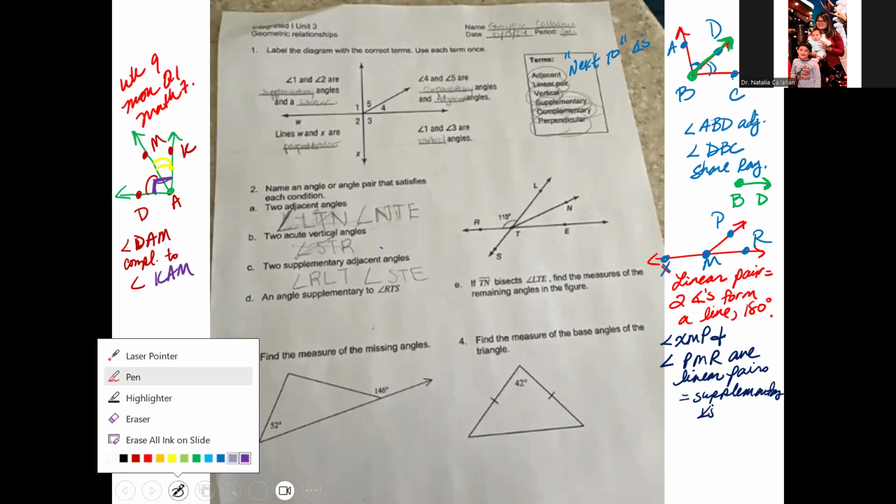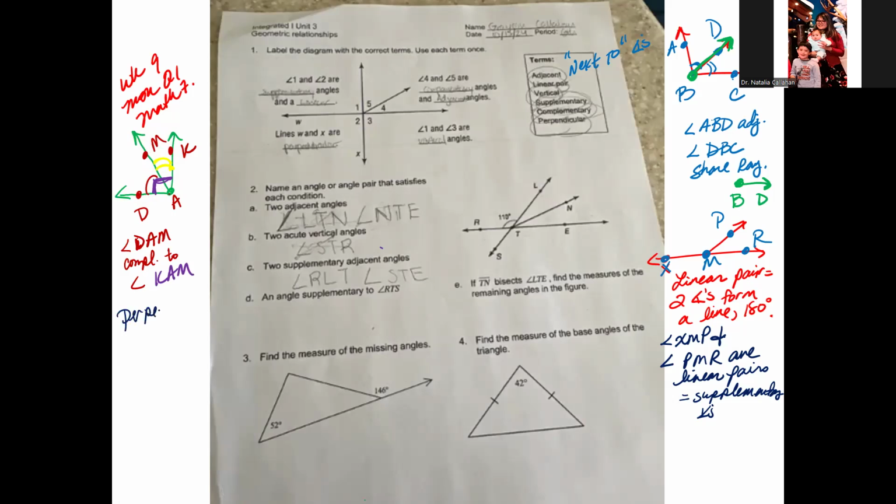Perpendicular. What does perpendicular angle mean? I want you to write these notes in your math notebook. I want you to rewrite this in the math notebook. Just label it week 9, Monday, Q1. Okay? Perpendicular angles are angles that are 90 degrees. Okay?